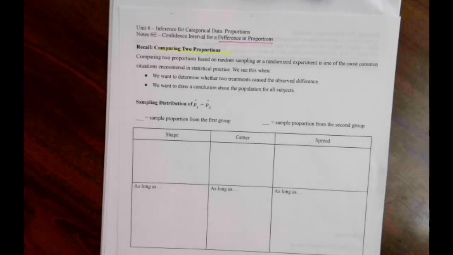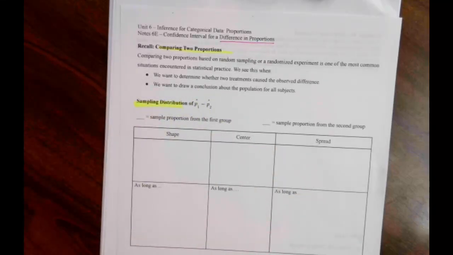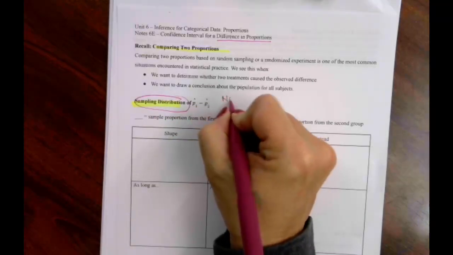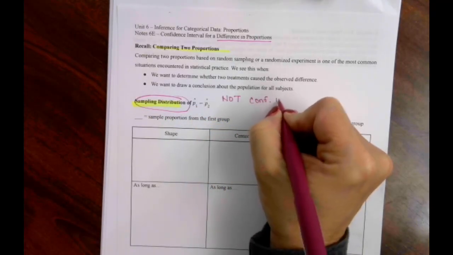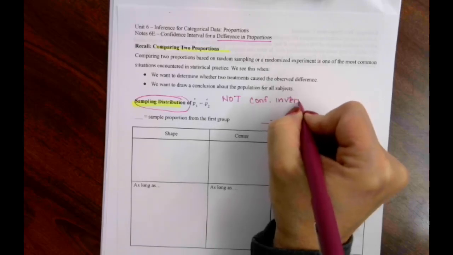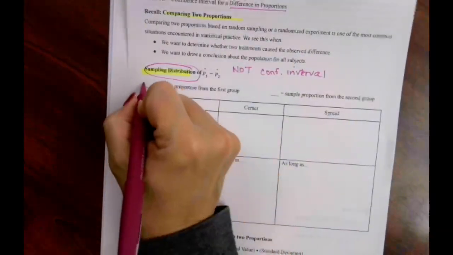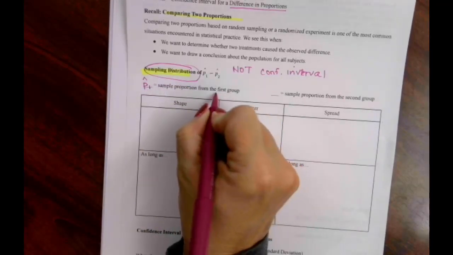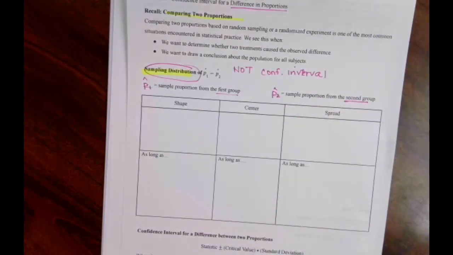So we have a sampling distribution, and here is our sampling distribution. And what we had was p hat 1 minus p hat 2. Now this is a sampling distribution. This is not a confidence interval. All right, so when we're reviewing this, p hat 1 was our first sample, and p hat 2 was our second sample, okay?